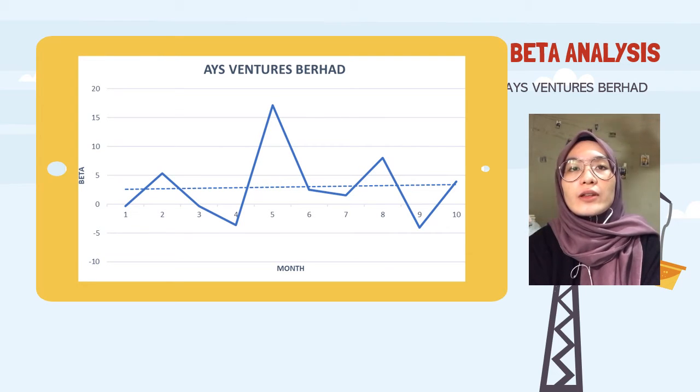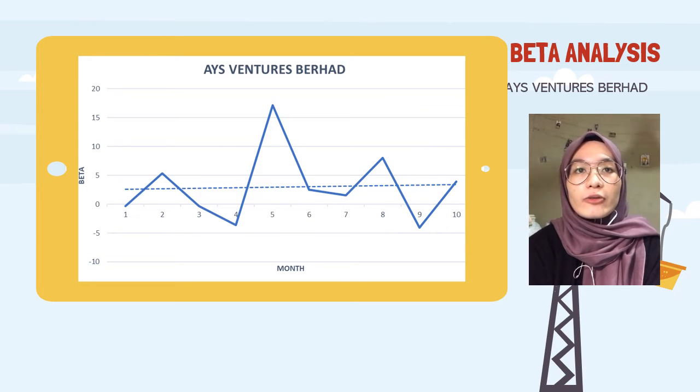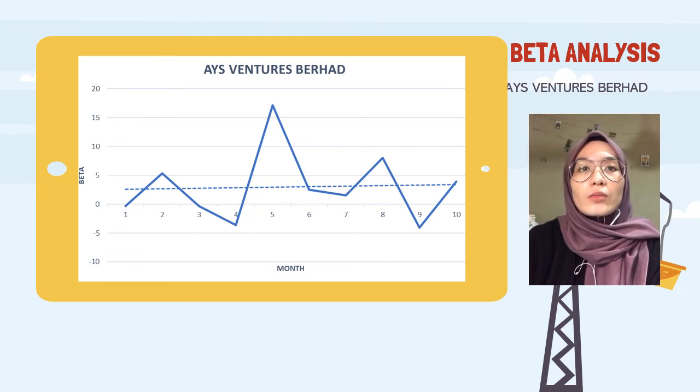The AYS Ventures Berhad market was very volatile and unhealthy. They are risky but provide higher return. The company's beta continuously decreased from June till July, which offered more stability than the previous month. Nonetheless, the figure kept soaring in August, going over 1, and excessively declined in September.